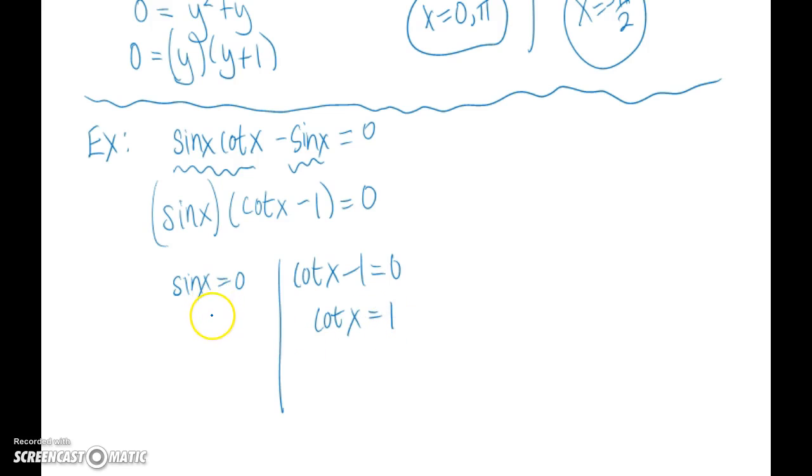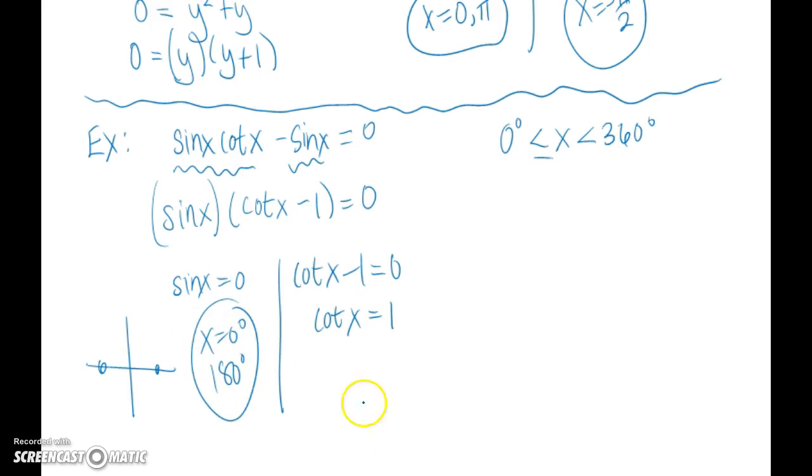Now sine equals 0, we already saw from above. It's quadrantal, so there and there. Let's put our restrictions between 0 and 360 for this particular problem. And so at 0 degrees and 180 degrees, sine x equals 0. On the other side, we have cotangent, so let's change it to its reciprocal. Tangent of x equals 1 because the reciprocal of 1 is 1.